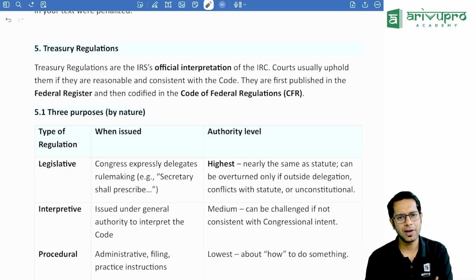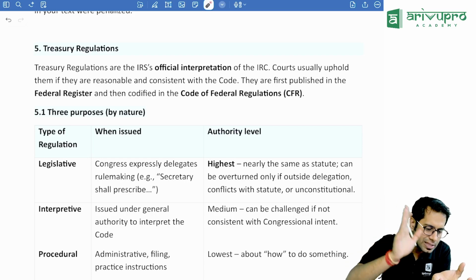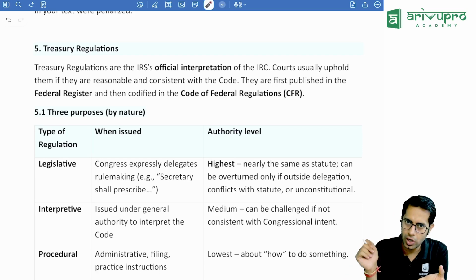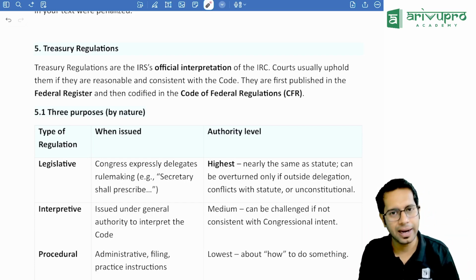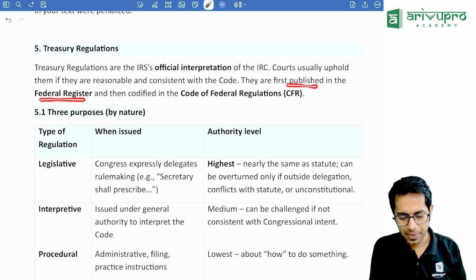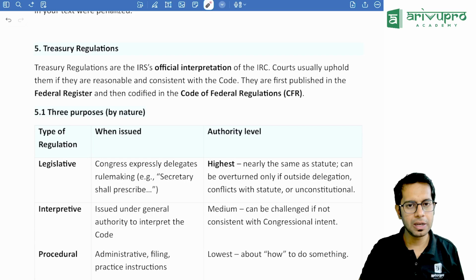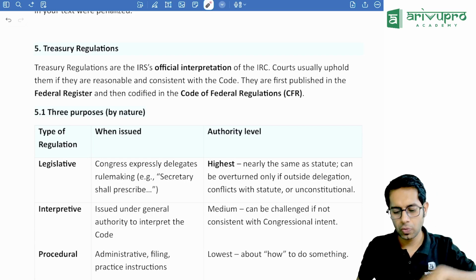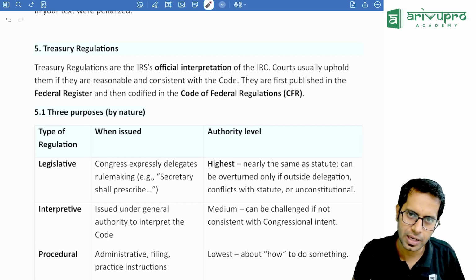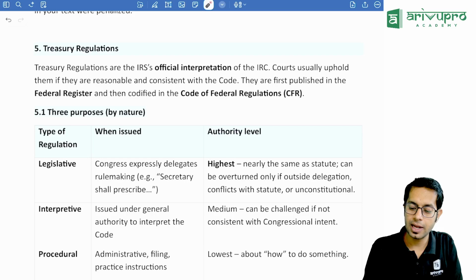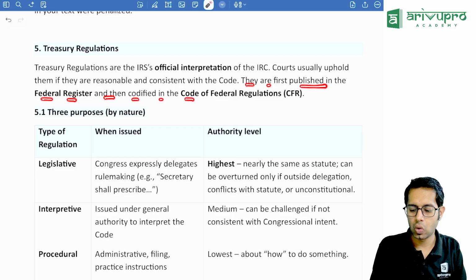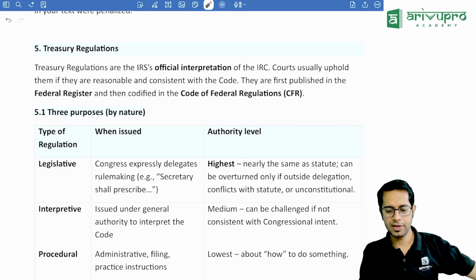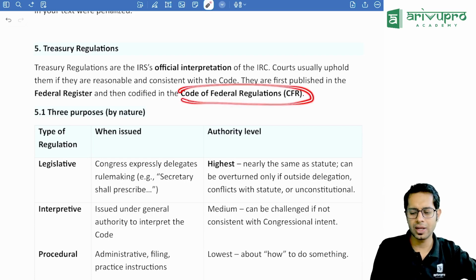Like we have an income tax bill. Any law which is required to be made, a bill will be presented. Once it is approved by the upper house and lower house of parliament, it will go to the President of India. President will have to sign it. It will become an act. Just like that, they are first published in the Federal Register. Normally this bill will be open to public. If you have any opinion, please tell us. If you want us to make any changes, we'll do the changes. Just like that, they are first published in the Federal Register and then codified in the Code of Federal Regulations. Once it comes over here, that means it is a final law.